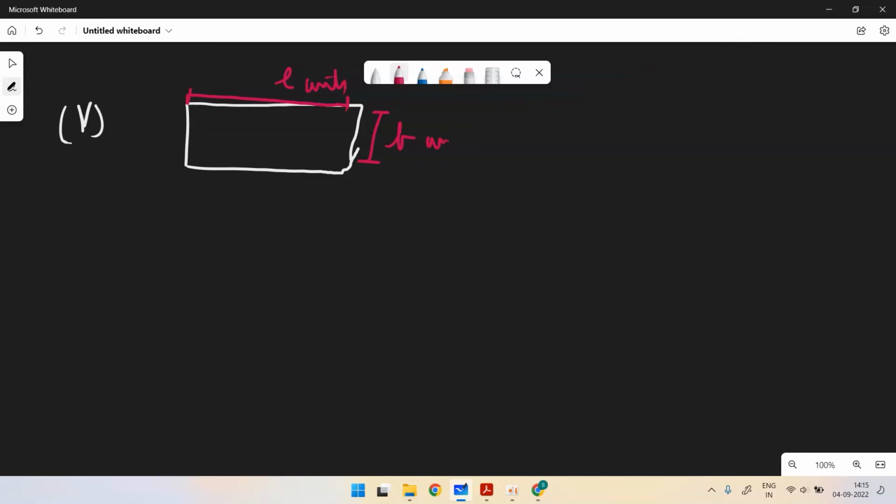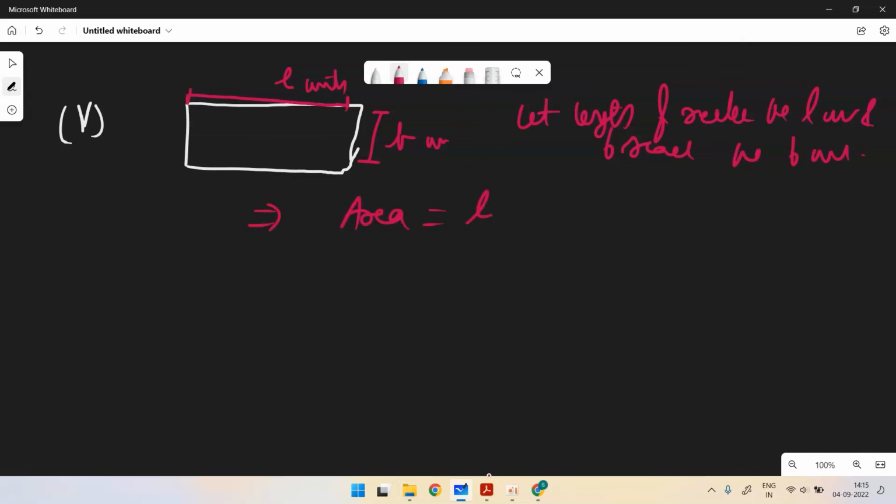So let the length of the rectangle be L units and the breadth be B units, which implies that the area equals L into B.